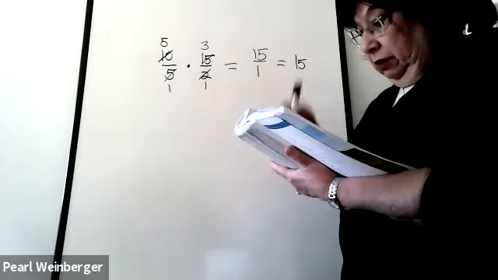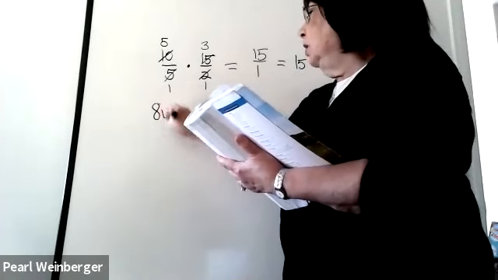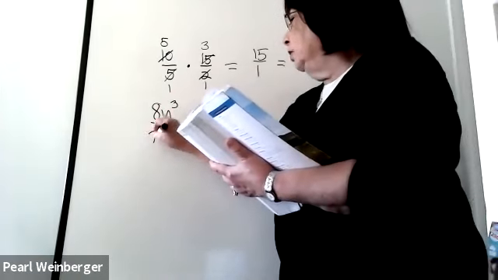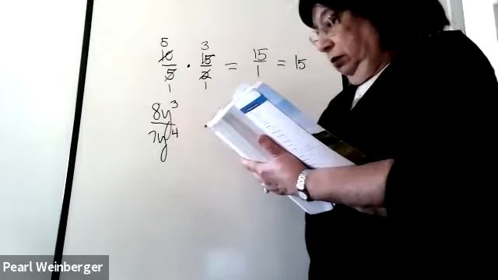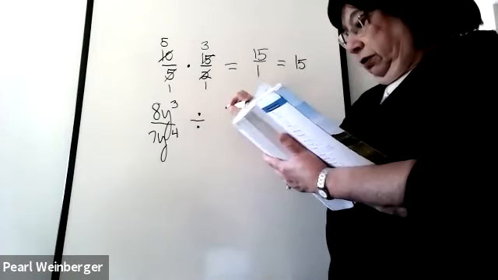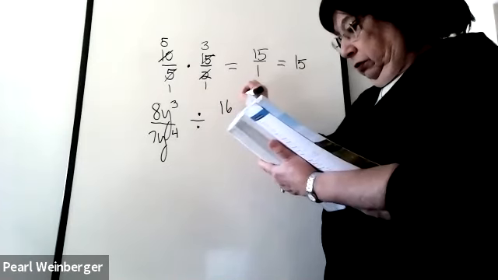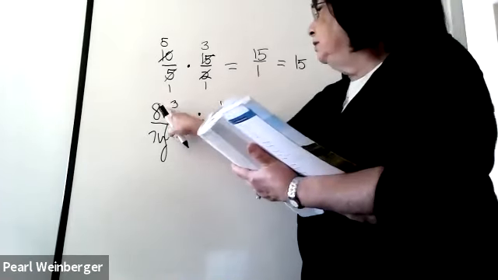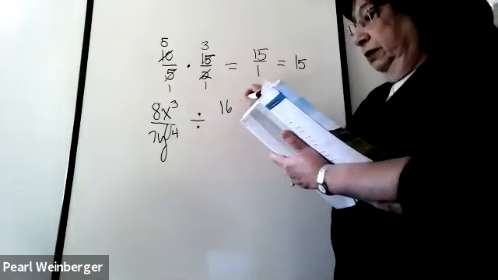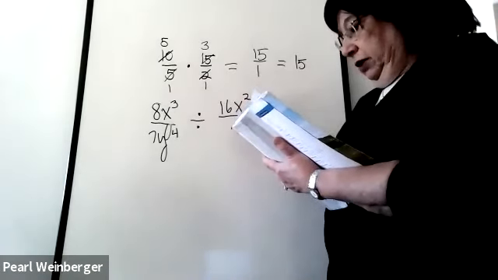When we have something like this, suppose I gave you something like this, 8y to the third over 7y to the fourth, divided by, let's do a division, 16x squared. Oh, I'm sorry, this is supposed to be an x. I am sorry, this is supposed to be 8x to the third. And this is 16x squared over 14y6.